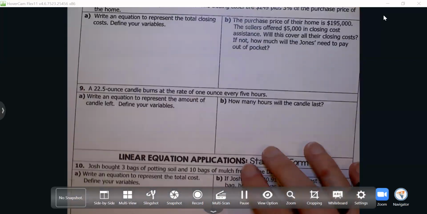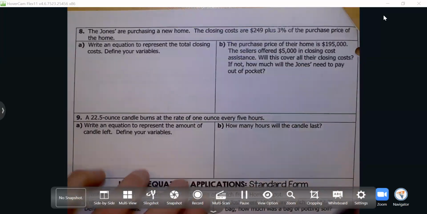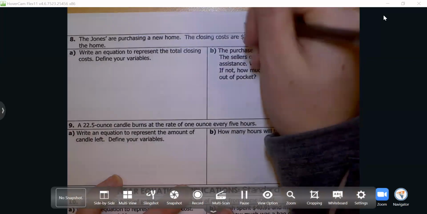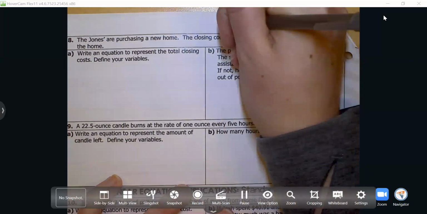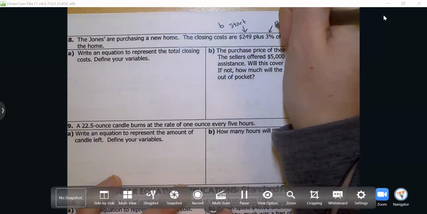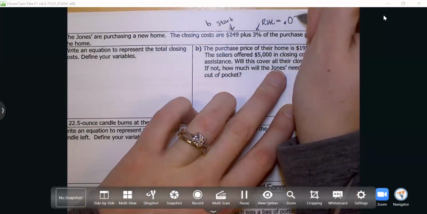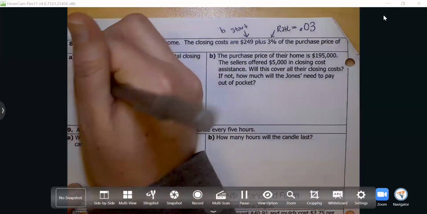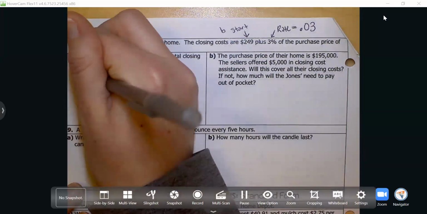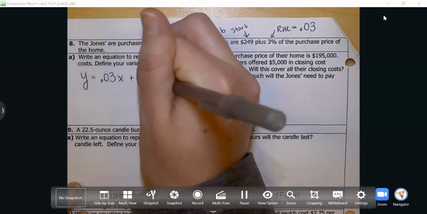Let's flip to the next side, write an equation over here. So the Joneses are purchasing a new home. The closing costs are $249 plus 3%. So that $249 is my starting point, my B. And that 3%, that's my rate. Anytime I have a percentage, please change it to a decimal, 0.03. And so let's go ahead and write an equation where I have y equals 0.03x plus 249.